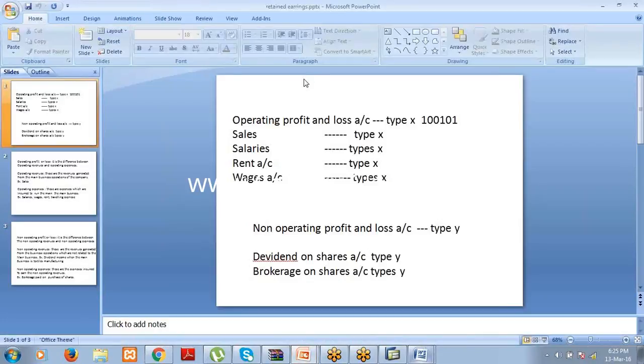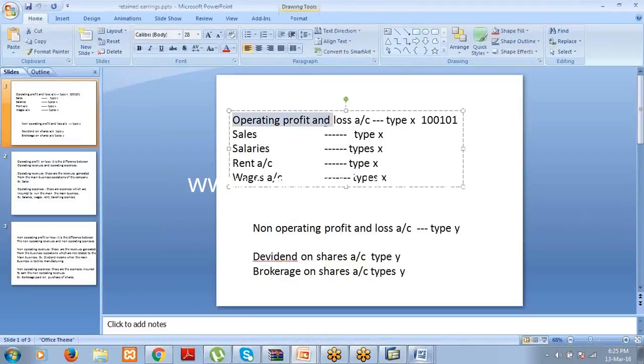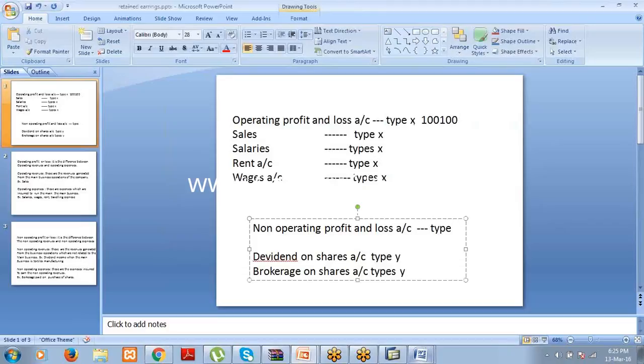in order to display operating profit separately and in order to display non-operating profit separately, we have to maintain two profit and loss account types, right? In that case, for operating profit and loss account type X, we give the number 1,100,000. Then for type Y, we give the number 1,102,000. Okay. Then what is the operating profit or loss?